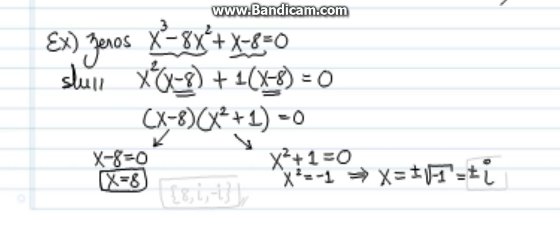So that means that we have the following result. The zeros are 8, i, and negative i. It was just a matter of not completing everything that you could possibly do. You had to finish setting x squared plus 1 equal to 0 and then solving.